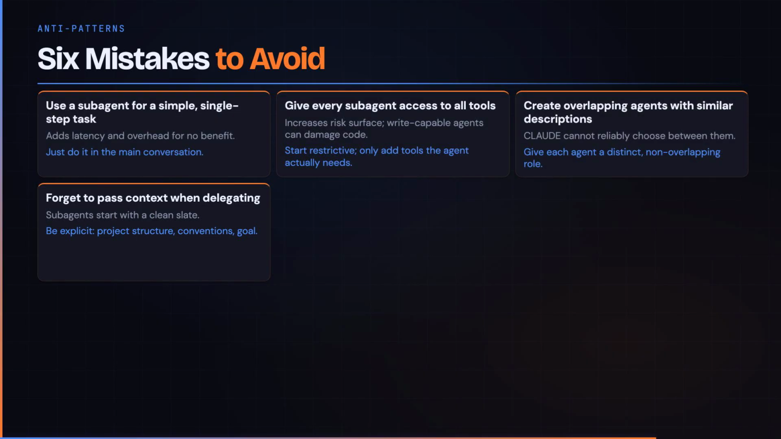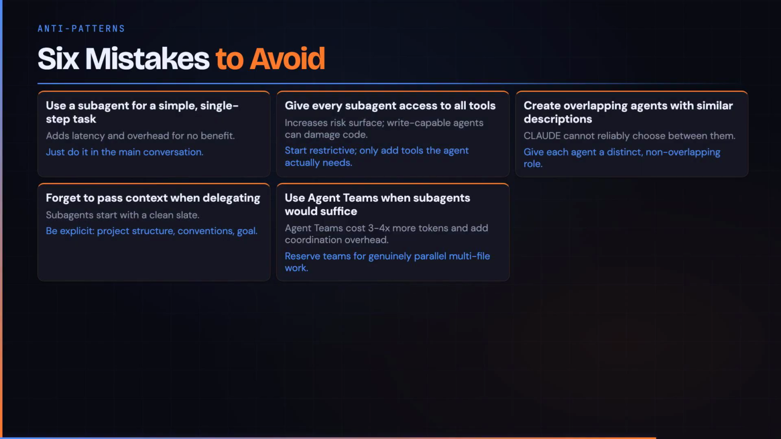Think of a subagent as a new person walking into the room. It starts with a clean slate and knows nothing about your session. Pass the project structure, conventions, and goal explicitly. Think of agent teams as a full project room. If a single consultant would solve the job, the team room costs too much coordination. Use teams only for genuinely parallel multi-file work.